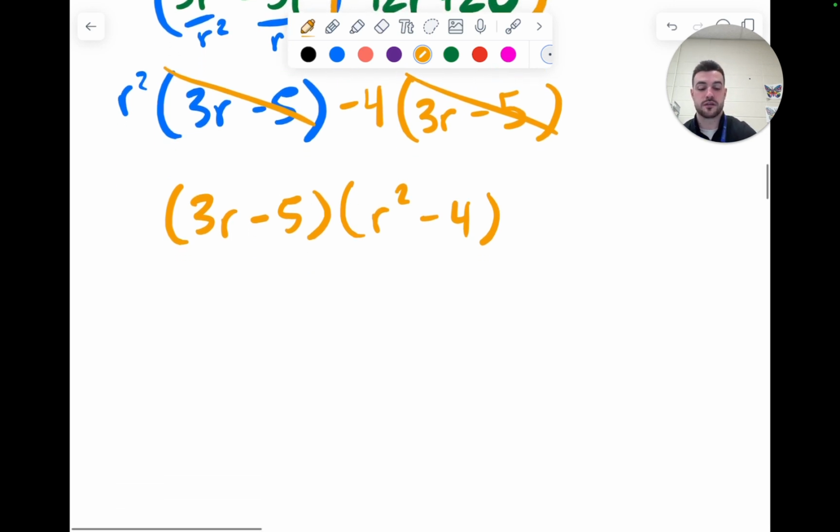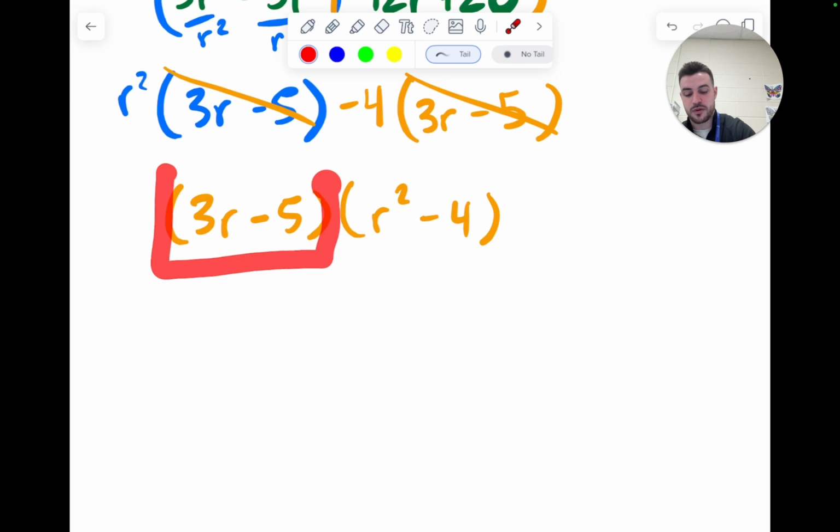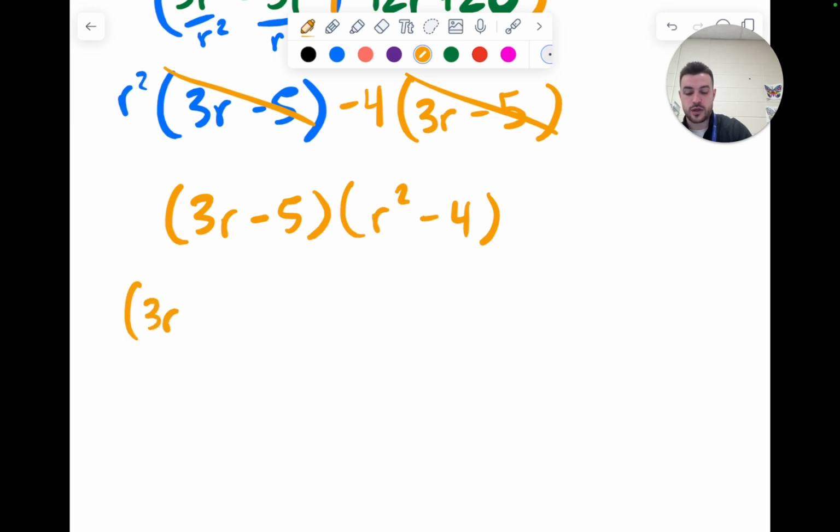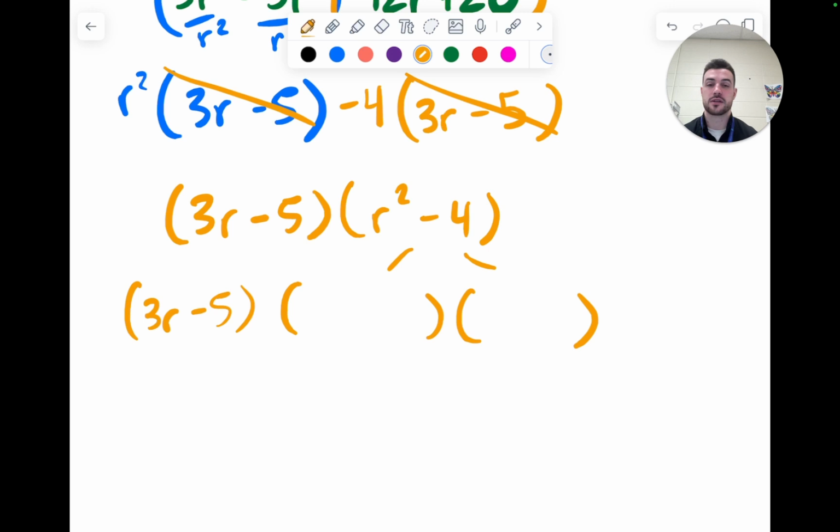But if we look carefully, this cannot be factored more, but our second binomial can. We've got an r squared minus 4. That's a difference of squares pattern. So I've got a 3r minus 5, and now I'm going to split this up into two smaller factors.